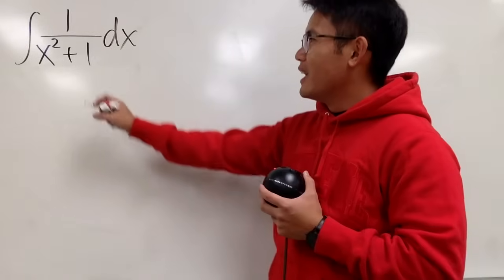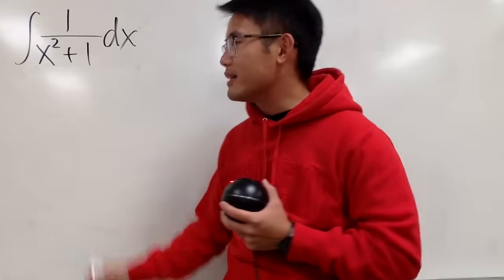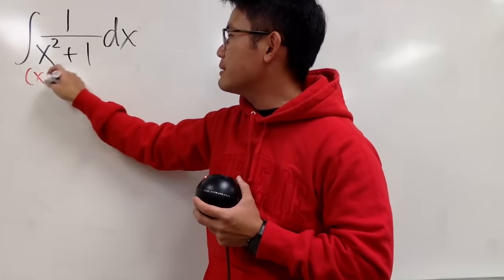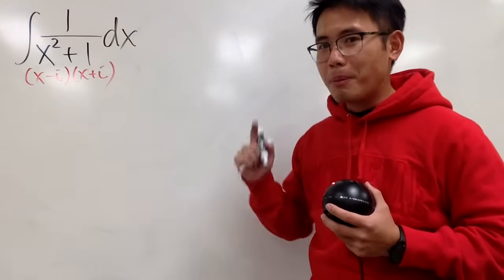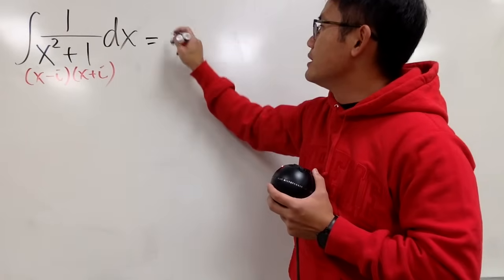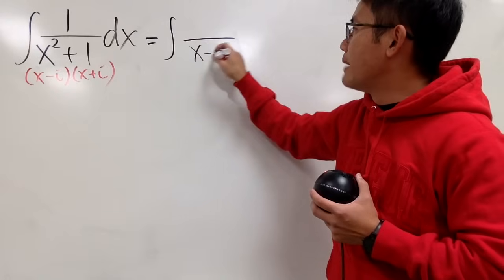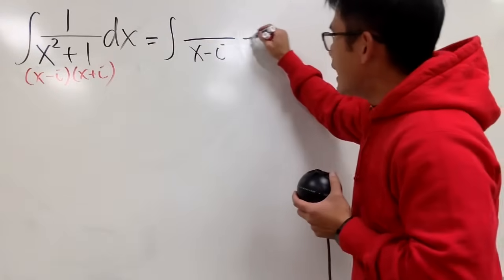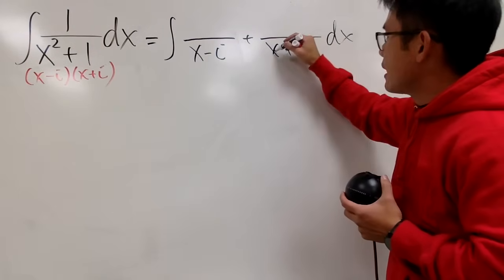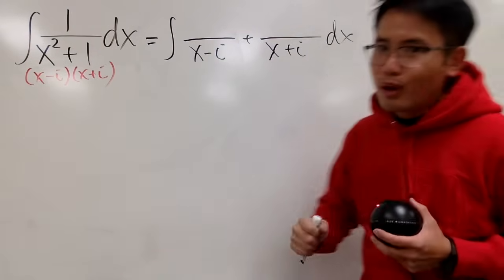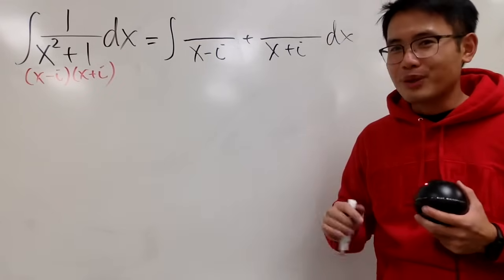So let's see. To do so, we have to look at x squared plus 1 and factor that with the imaginary unit, i. So this right here, we can get x minus i times x plus i. And then from here, we can do partial fractions. So this is equal to, for the first one, something over x minus i, and then we add the second one, x plus i in the denominator, like this. Now, of course, we can also do cover up. Yes, we're going to do cover up in the complex world as well.